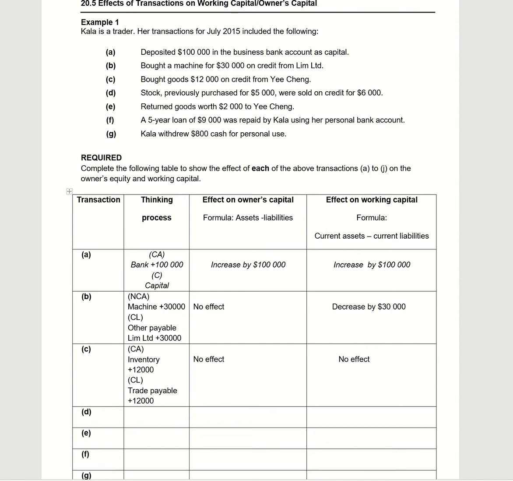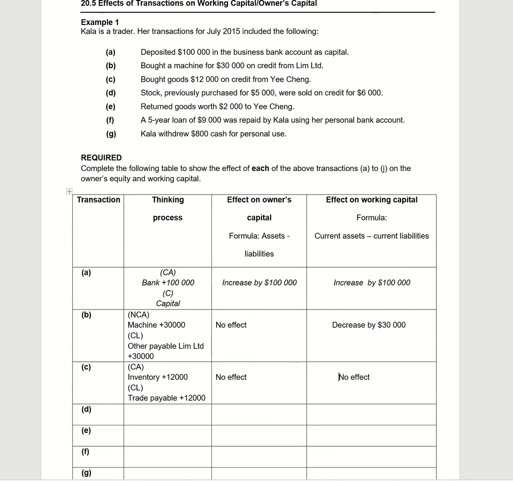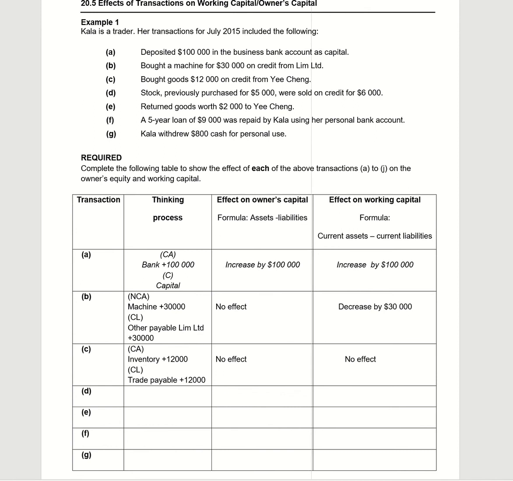Okay, so let's try the next one, transaction D. So go through the same thinking process again. So how to do transaction D? If we have stock that we previously bought for 5,000. What is stock? Stock is inventory. So if you buy inventory for 5,000, the moment you sell it, inventory will decrease by 5,000.